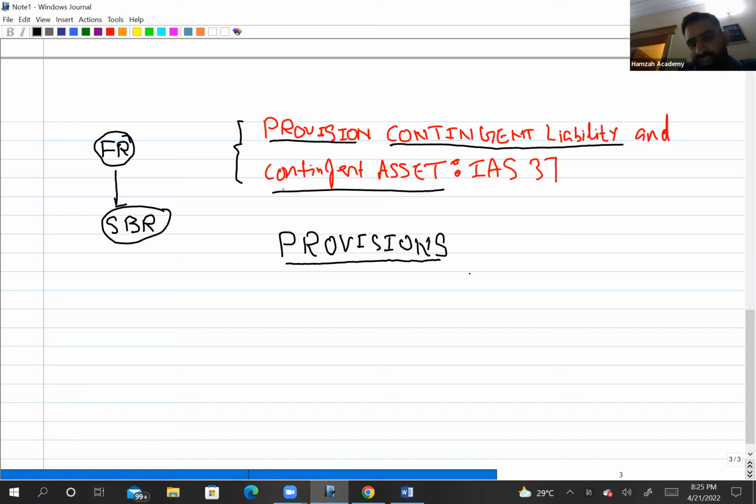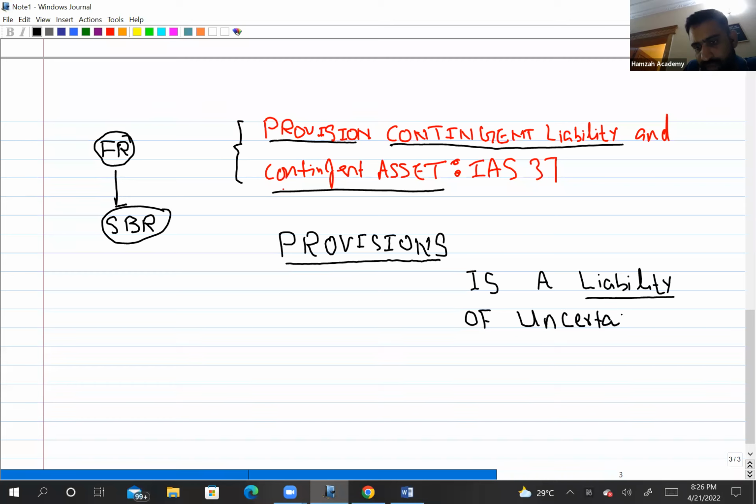What if we define a provision? The definition would be: a provision is a liability of uncertain time or amount. That is the definition of provision. That provision is a liability.